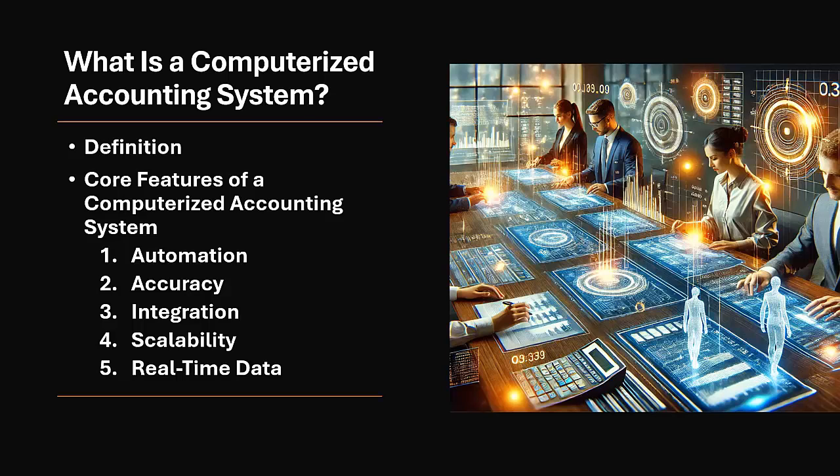These systems come in various forms, ranging from basic software for small businesses to complex ERP, enterprise resource planning systems for larger organizations. Core features of a computerized accounting system. 1. Automation. Automates repetitive tasks like posting to ledgers, calculating totals, and generating financial statements. 2. Accuracy. Reduces human errors, ensuring more precise recording of transactions.